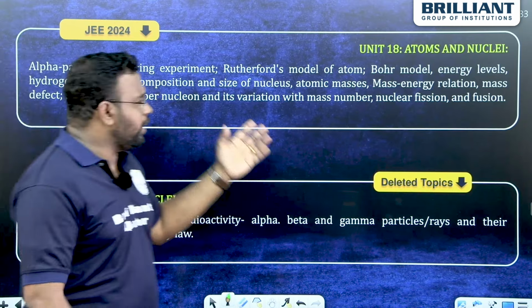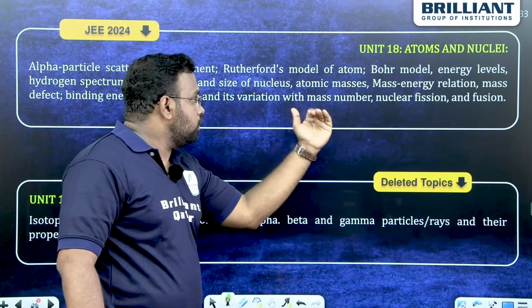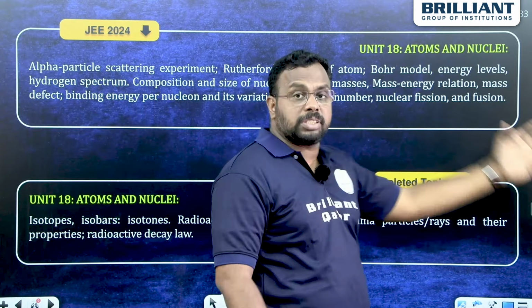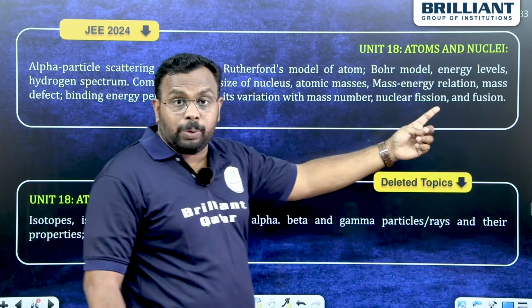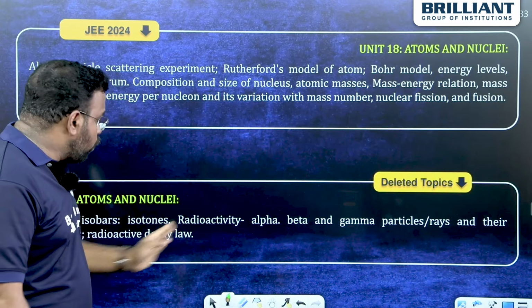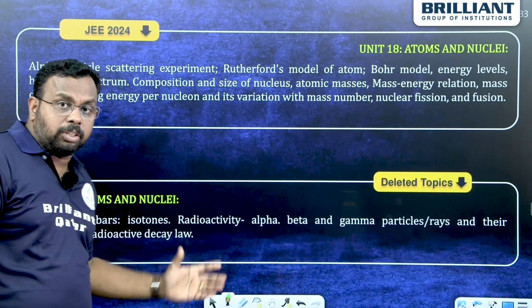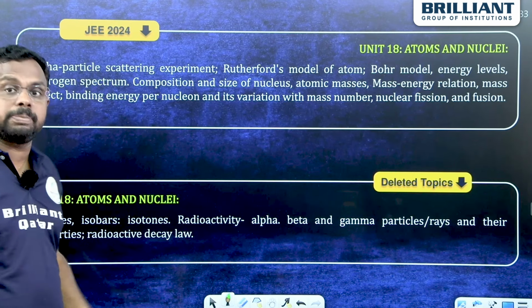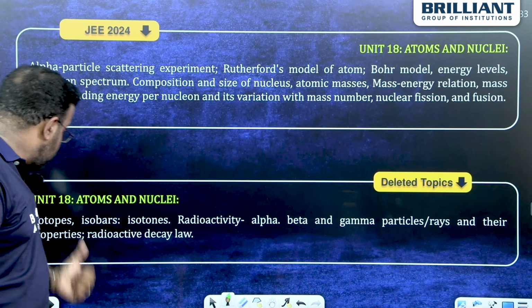energy per nucleon and its variation. That graph, binding energy per nucleon graph with mass number, nuclear fission and fusion. Fission and fusion, there are some equations, you have to go through that. Now look at this. Actually, this is an important topic, the deleted topic. Some very important topic has been deleted from this chapter.